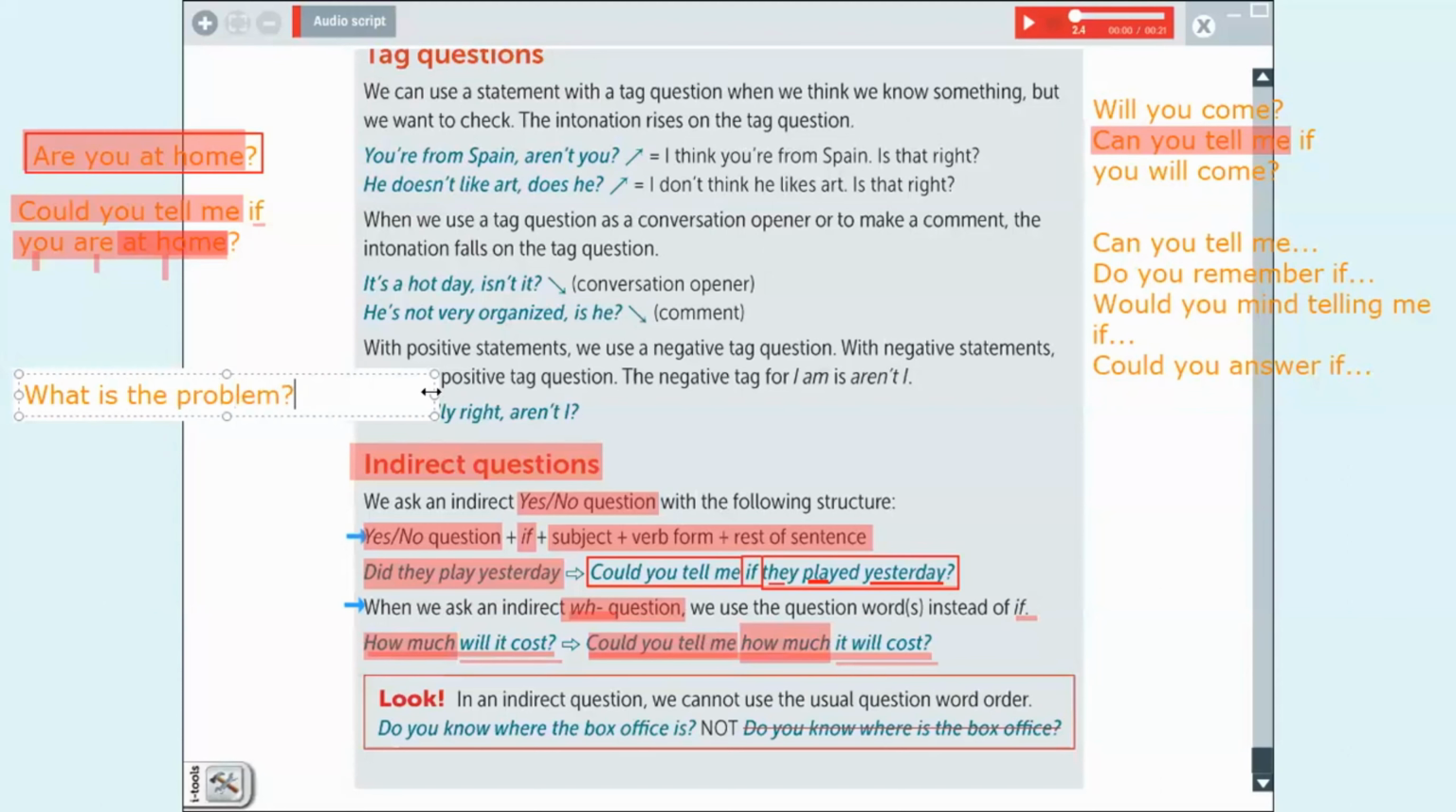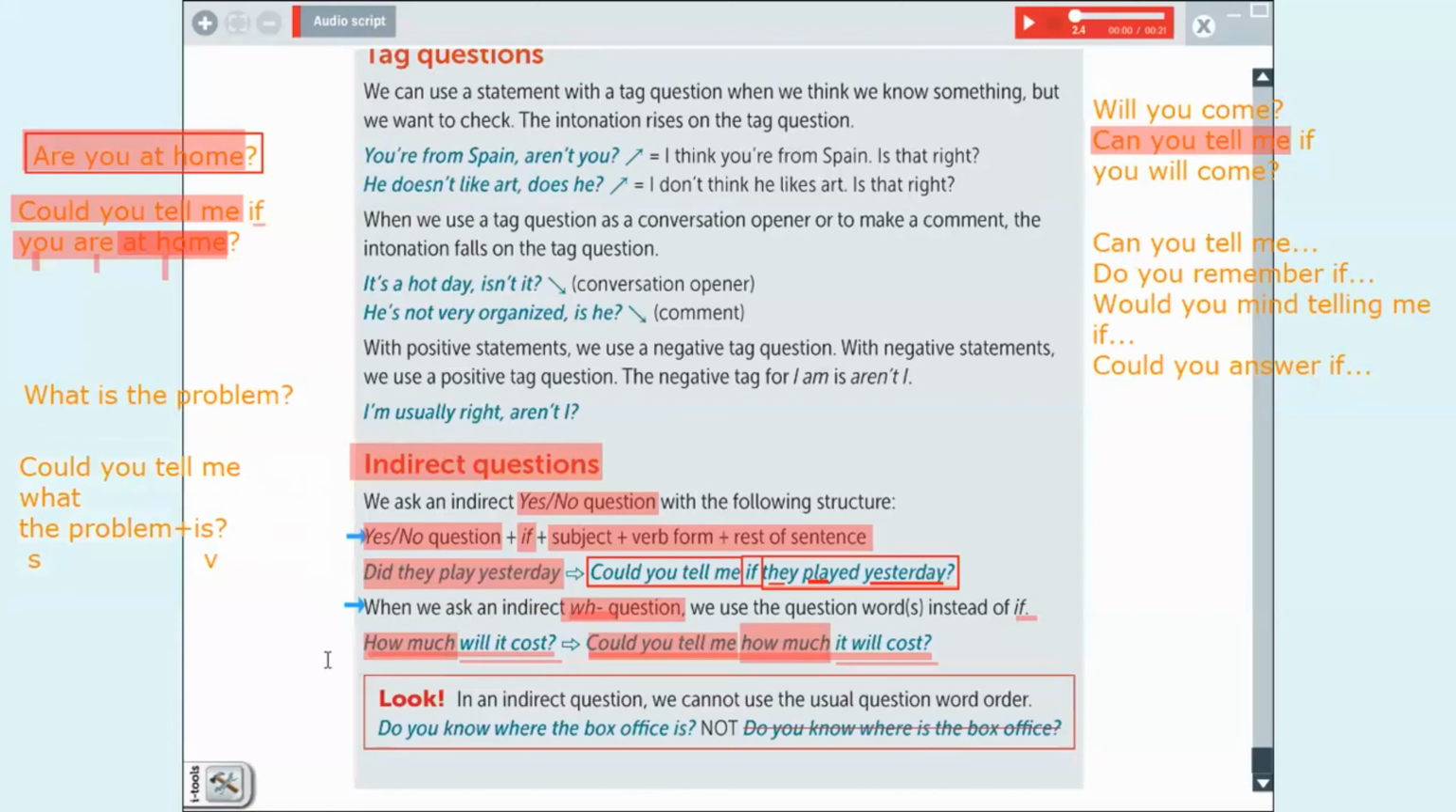So let's say that I have this question. What is the problem? This is an information question. How can you turn this one into an indirect question? Would you tell me what the problem is. Remember subject and then verb. The subject in my question is the problem, and the verb is the verb be: is. So there you have it. Could you tell me the WH, what? And then the subject and verb: the problem is, and that's it.